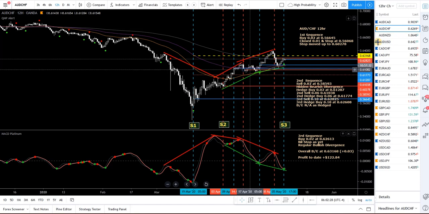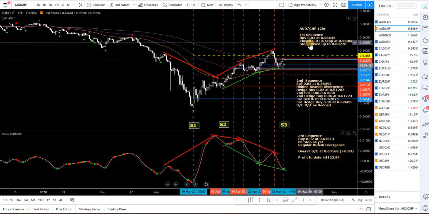This is my watch list on the right, all the 12-hour charts I'm trading. The ones highlighted in orange are the ones I'm going to talk about. The ones without a highlight, no trades on, and the ones in blue, trades on. So it's a busy watch list. We'll start with the Oz Swiss. This is the Oz Swiss.